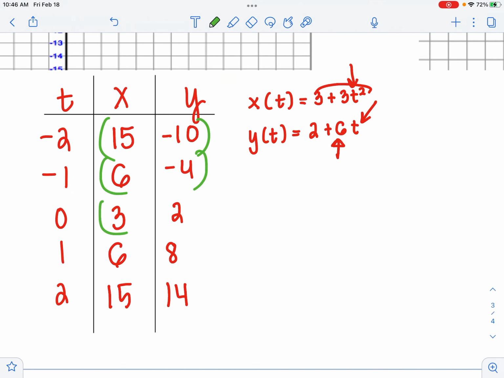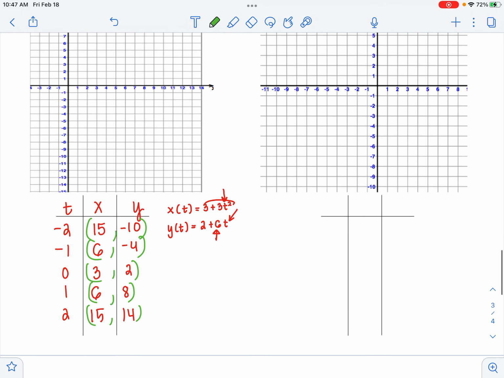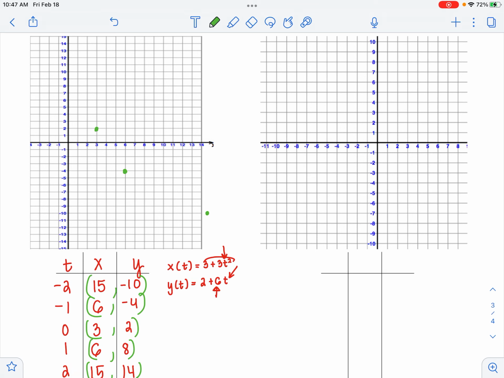1, 2, 3, 4, 5. Do you have to put parentheses and commas around it? No, it just helps my brain. Okay, so I have (15, -10). 15 is not on the graph paper, but just by 1. That doesn't happen for any of yours. That's why I want to do this one with you. (6, -4), (3, 2), (6, 8).